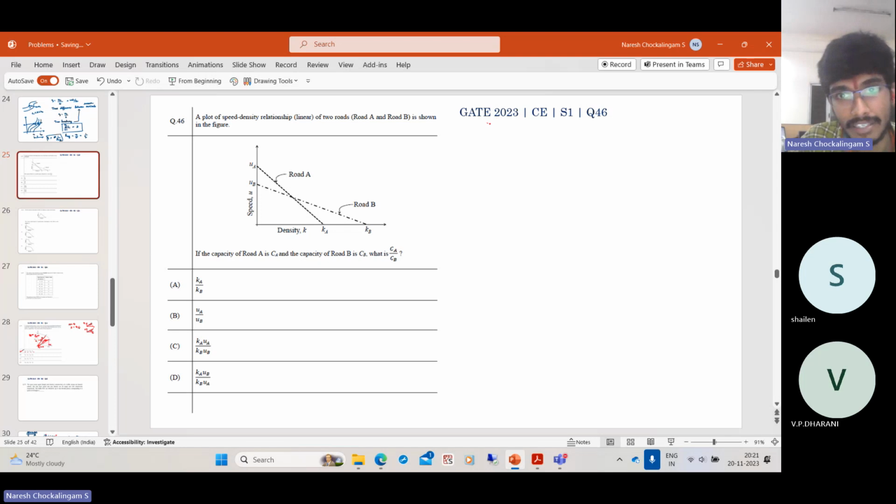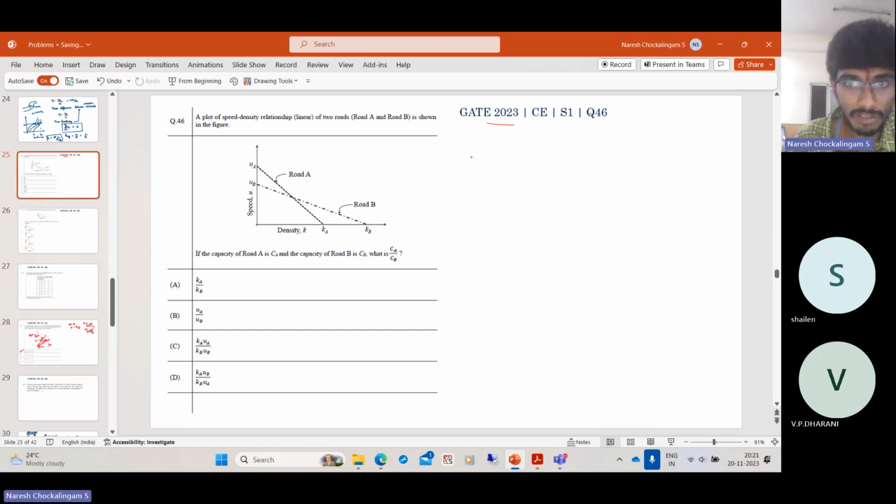Now, this is one problem which appeared in GATE 2023. A plot of the speed density relationship for 2 roads is shown. So in the first case, what is the relationship? This is the free flow speed. This is the jam density of road A. This is the free flow speed and jam density of road B.